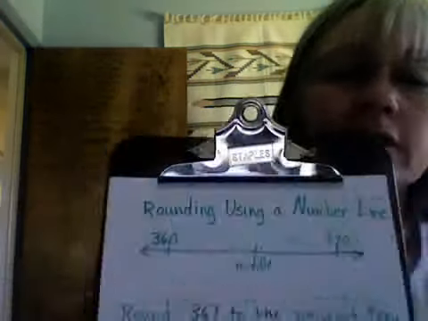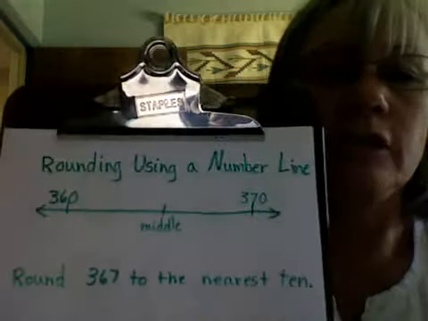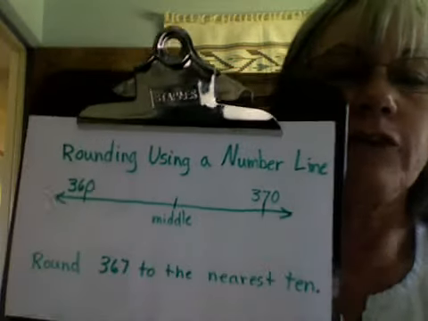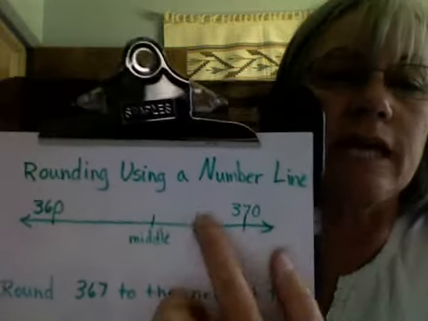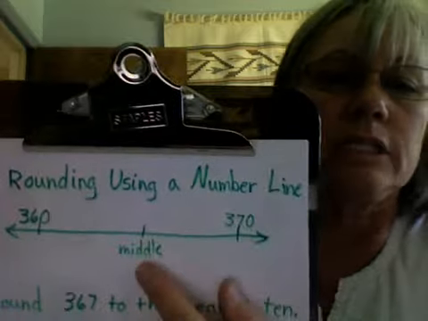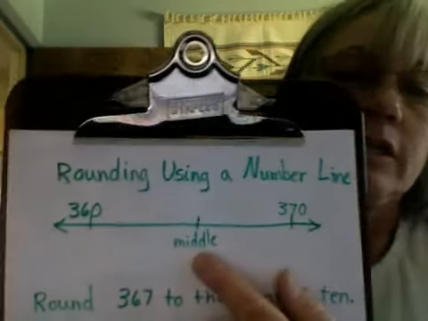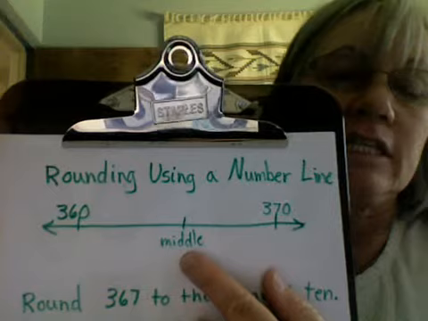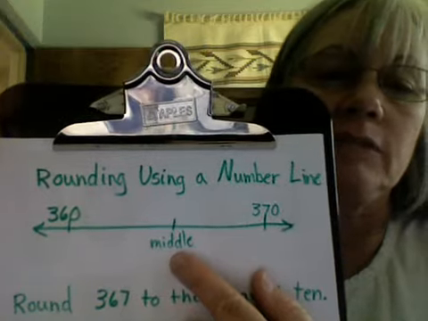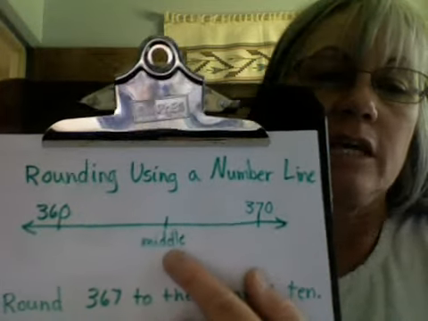Okay. The next part of the procedure is to figure out what number would be exactly in the middle between your two choices. For this example, 365 is the number that's exactly in the middle between 360 and 370.